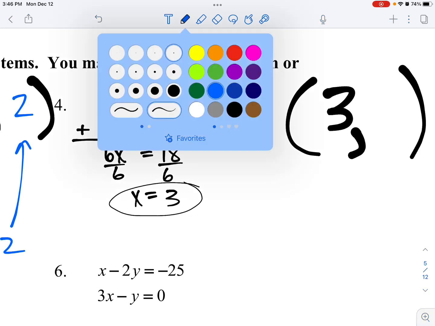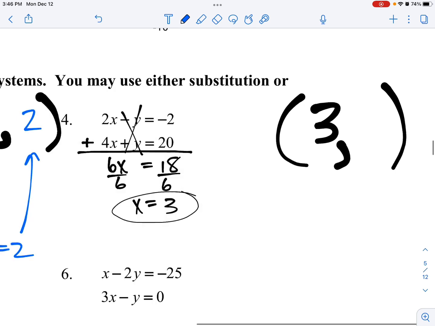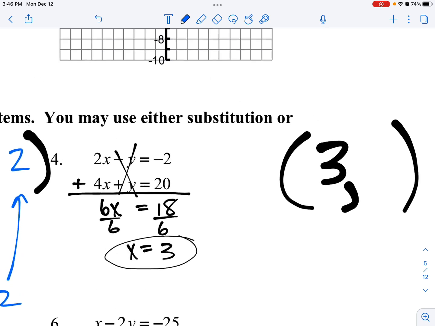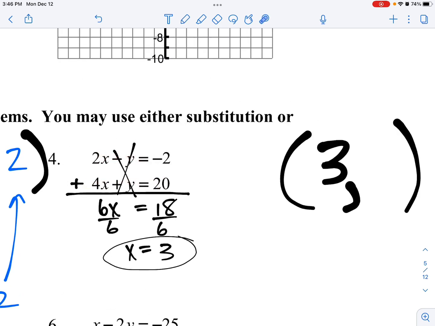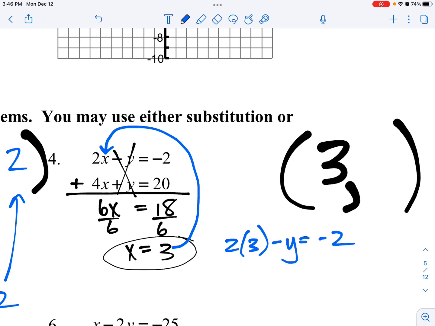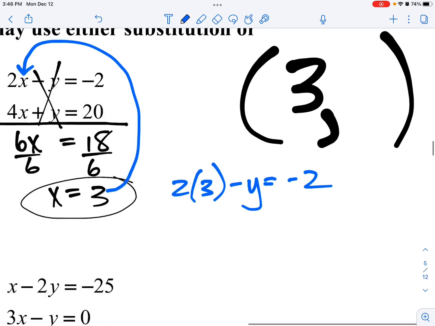If you need to figure out what the y value is, then plug it into the easiest spot that you can. I don't know which equation looks easier. It's not always as easy to tell. Maybe I'll just take that 3 and plug it in right there. I'm going to do that work over here. 2 times 3 minus y equals negative 2. I'm just recopying this entire equation, but plugging in 3 for x. 2 times 3 is 6.